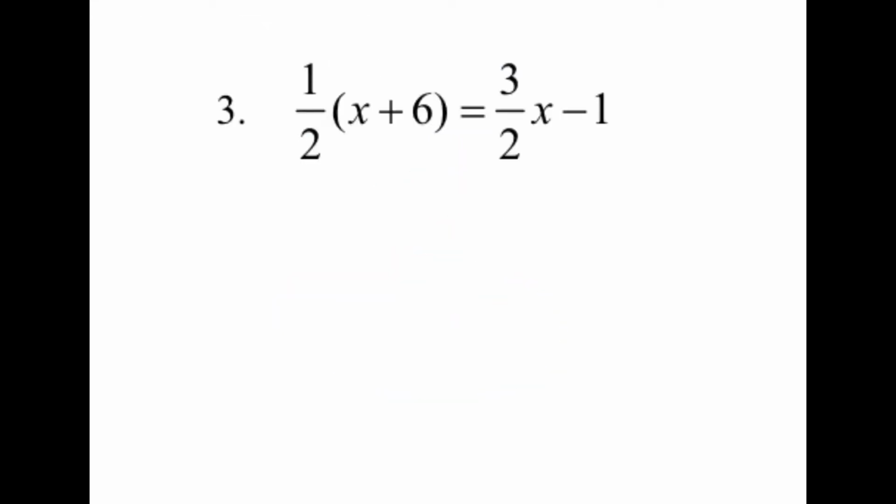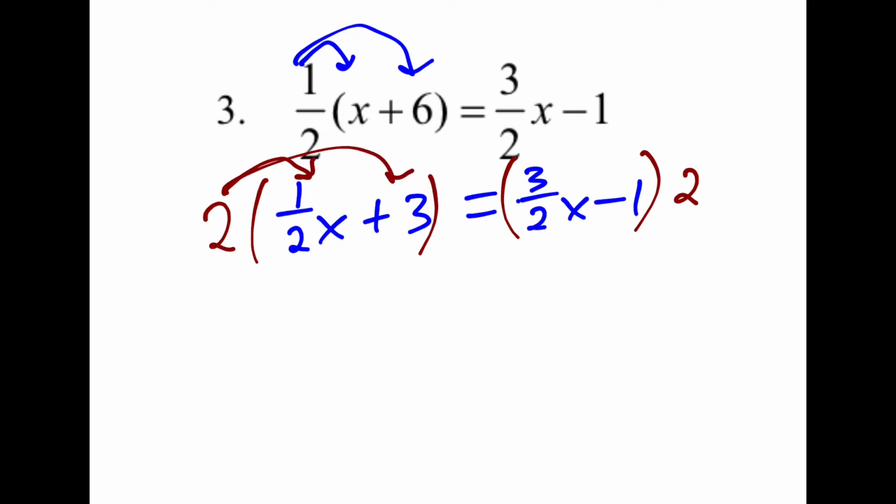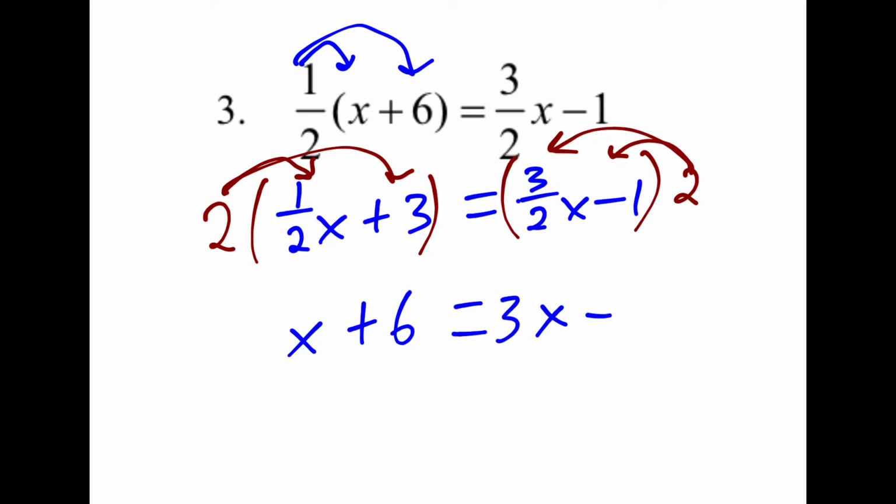Here I have to distribute and combine like terms first. So I'm going to take that 1/2 and multiply it. So I get 1/2 x plus 3 is equal to 3/2 x minus 1. If I remember my fraction trick, I could do that from the previous section. I multiply everything on the left by 2 and everything on the right by 2. This allows me to distribute, and it's going to end up canceling out these fractions. So this ends up as 2 over 2x, or just x because that goes away, plus 6 is equal to, and this becomes 6 over 2x, or just 3, I can simplify that, minus 2.